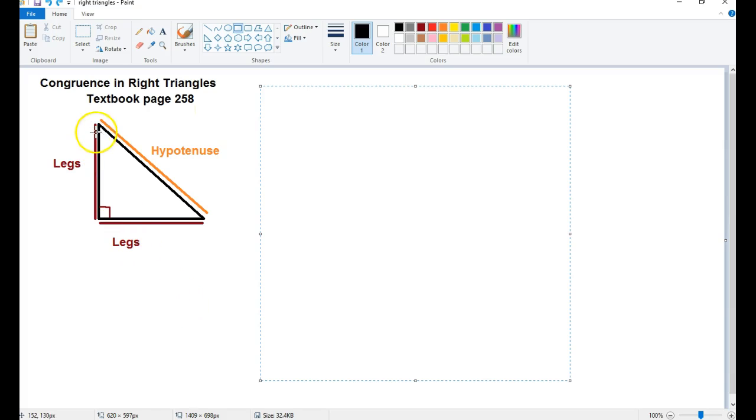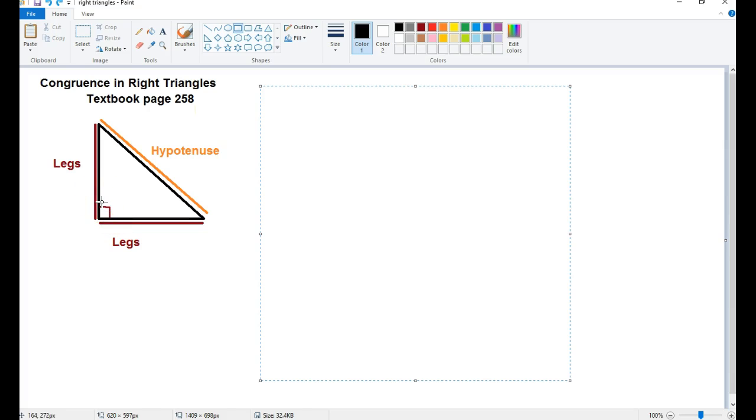This part here and here are going to be called the legs, different than what it would be for an isosceles triangle. The legs don't always have to be congruent. The side that is the longest side is called the hypotenuse. No matter what, the hypotenuse is always the longest side, and it's always opposite of the right angle. So whatever the right angle is, go to the opposite, and that's the hypotenuse. And the sides that are touching the right angle are going to be called the legs.